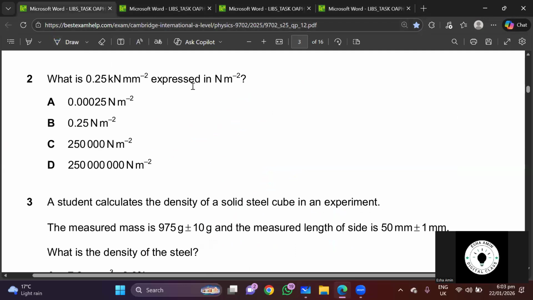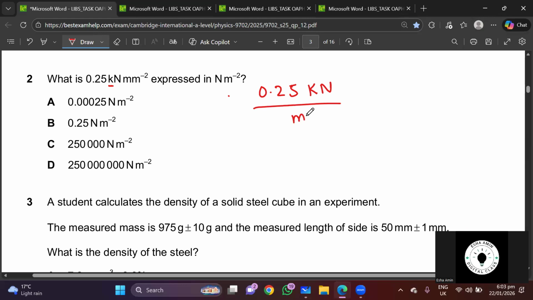So this is our first question from the past paper. What is 0.25 kilonewtons per millimeter square expressed in newton per meter square? Here the newton has a prefix kilo, right? So first let's convert this one, or we can write it as 0.25 kilonewton per millimeter square.